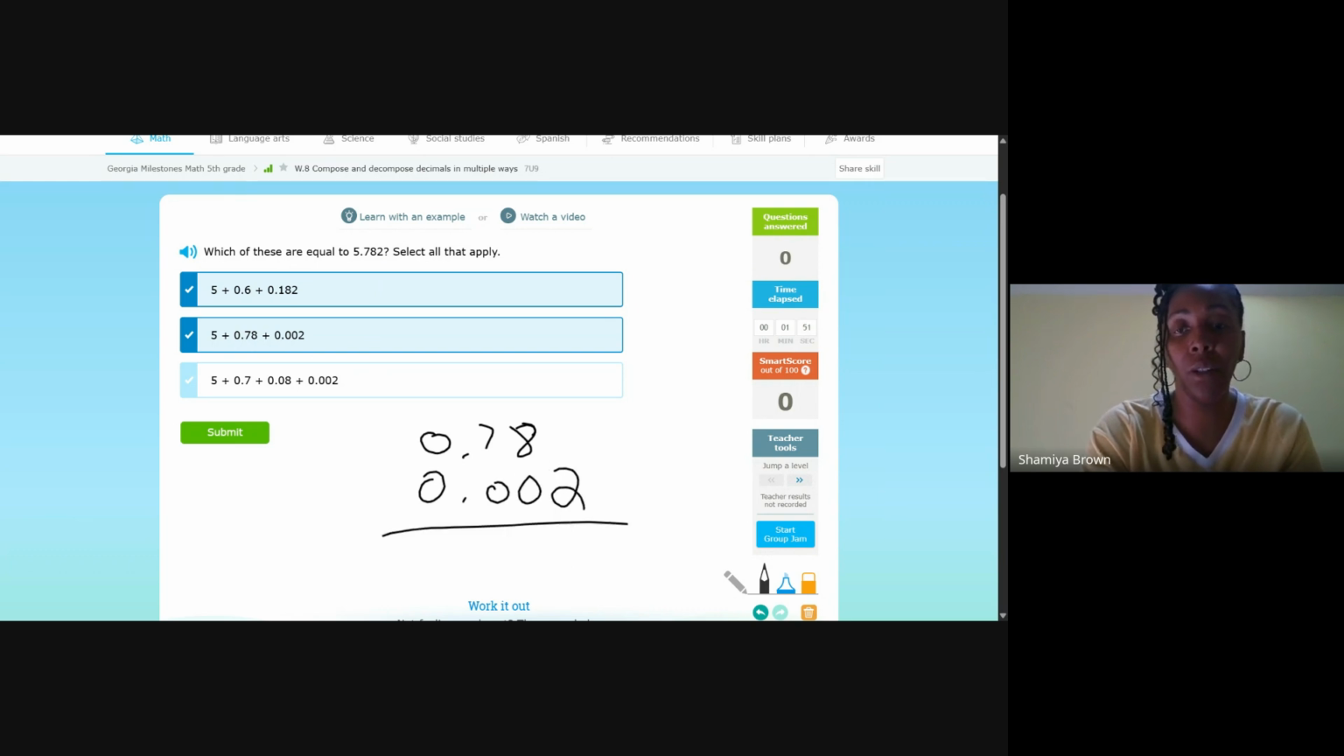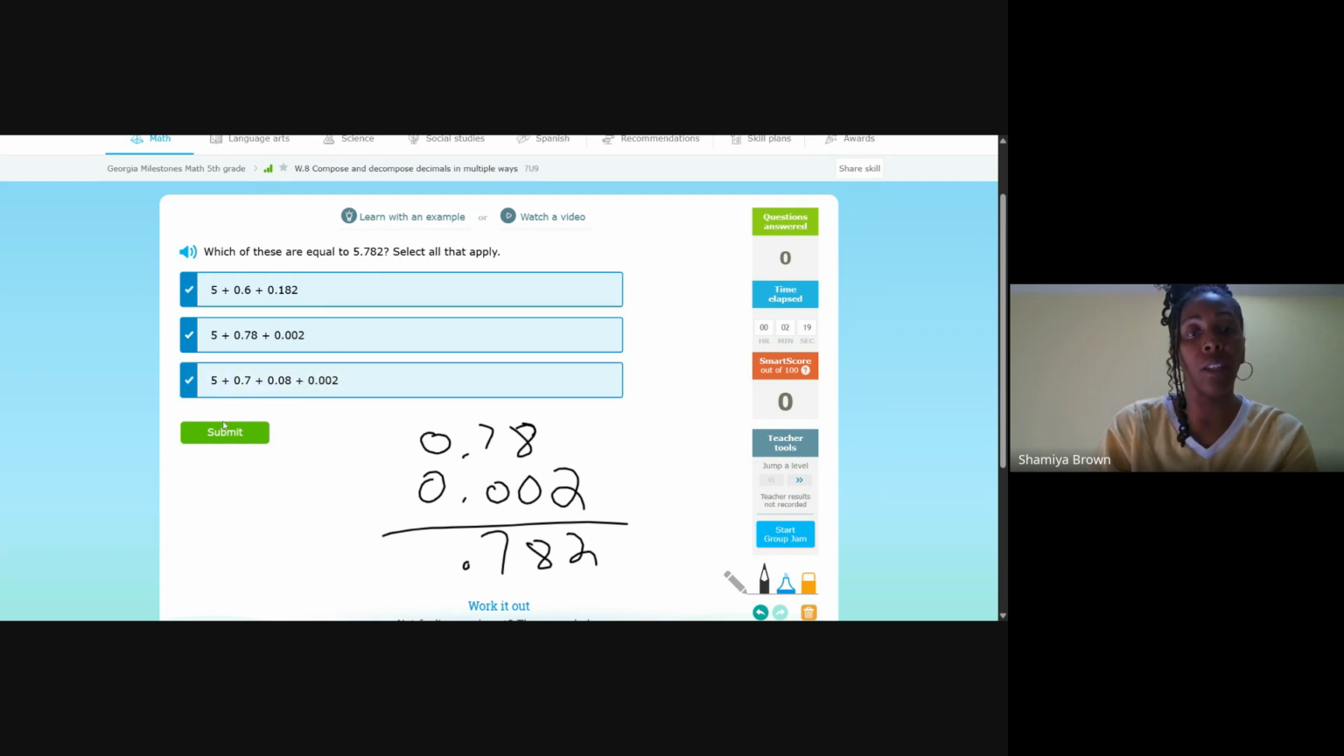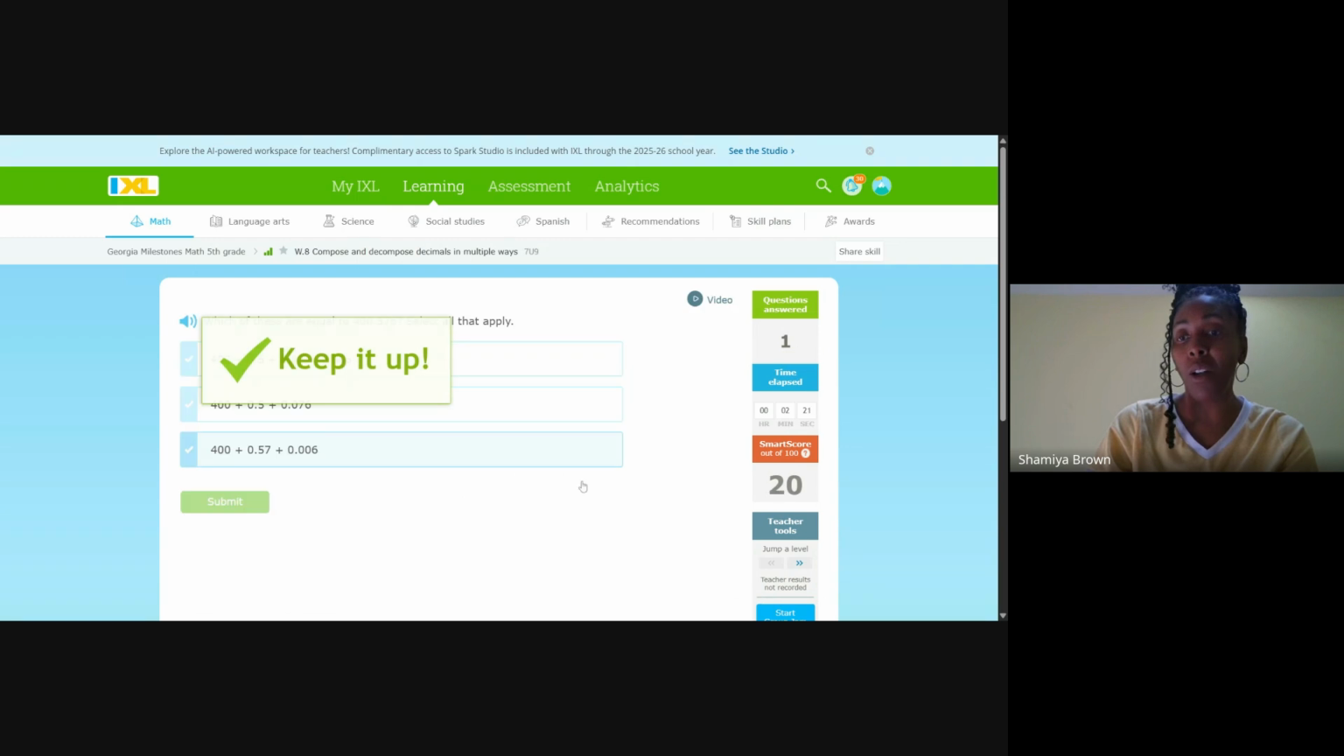And if you add that up, you get 2, you get 8, you get 7. And then your decimal. So 782 thousandths. And then the last one is 5 plus 7 tenths plus 8 hundredths plus 2 thousandths. So is that going to equal 782 thousandths? Yes, because the 7 is in the tenths place, the 8 is in the hundredths place, and the 2 is in the thousandths place. So that will be that one. So all of them.